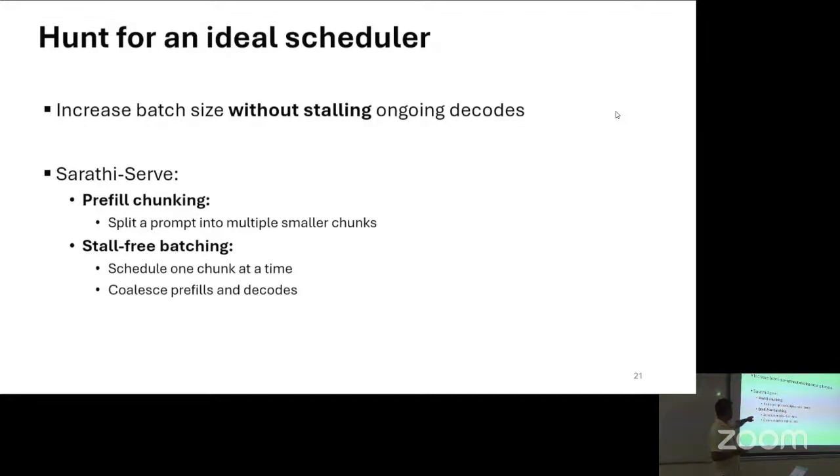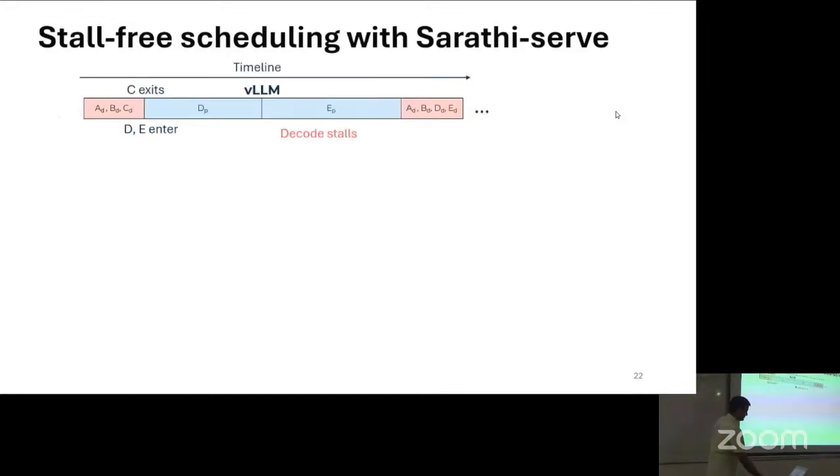The second technique is stall-free batching, where you schedule these chunks along with the decodes that are already running, so decodes never have to wait. Now the question is, what is the impact of doing both of them together? I'll come to that. Throughput. Right, so this is what we saw.